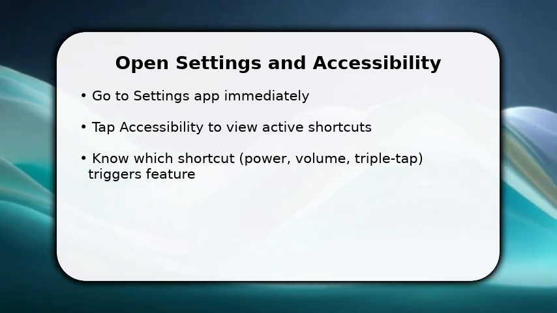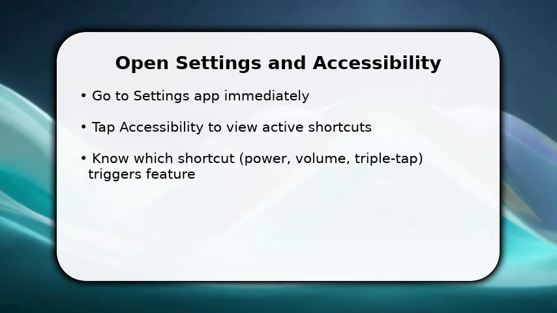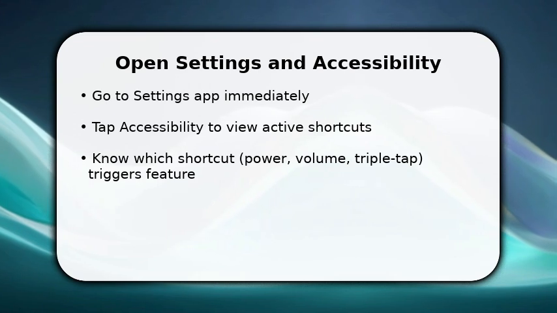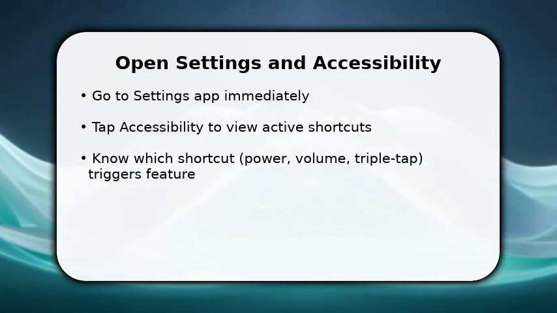You do this now to avoid toggling the wrong control later, because disabling the correct mapping prevents accidental activation. Make sure you note which button combination is listed before changing anything.